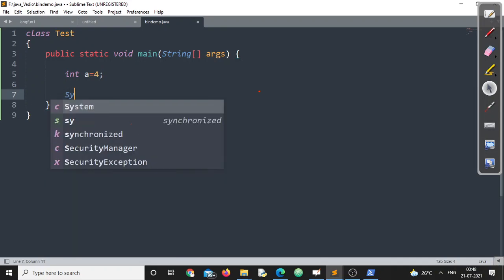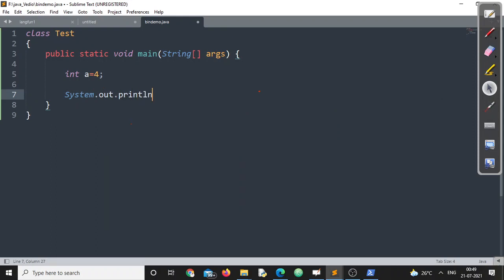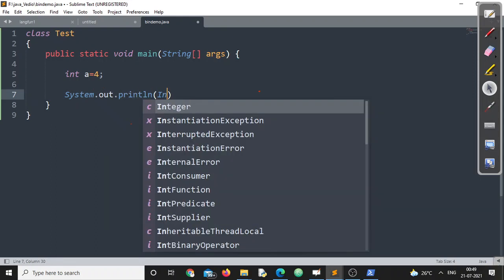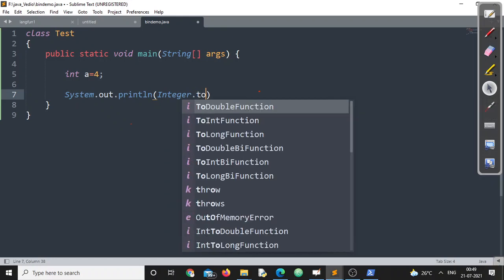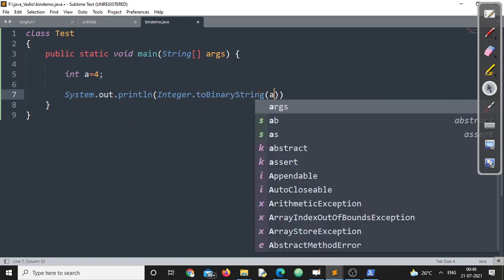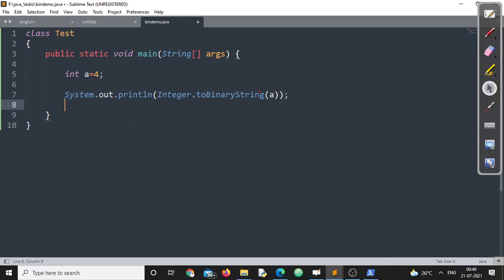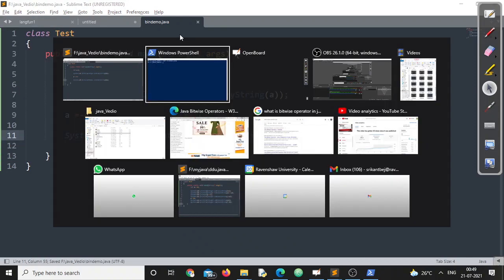Let us go for System.out.println. If I am writing Integer.toBinaryString of a, let's see what is happening. At the same time, let me store a is equal to -4 and display that one. Let us see how these things are displayed.